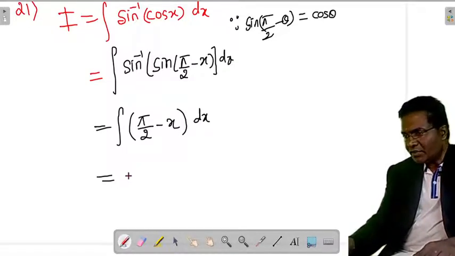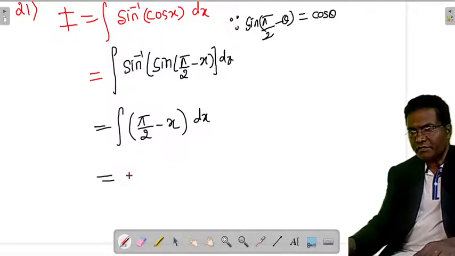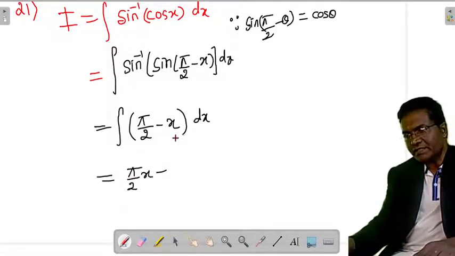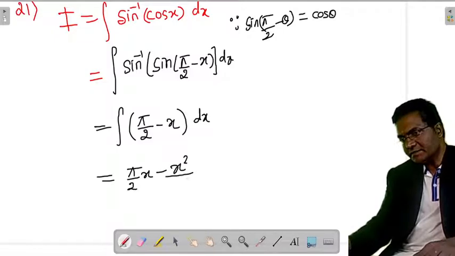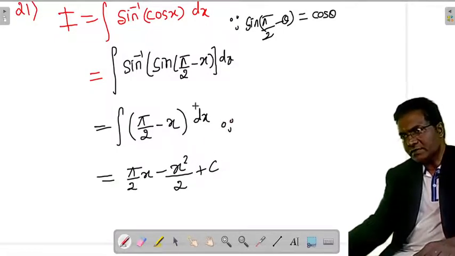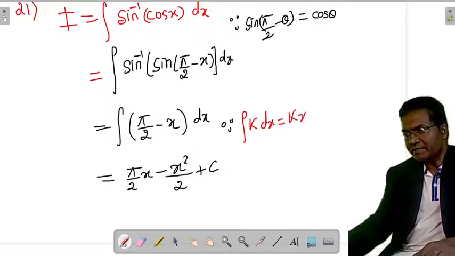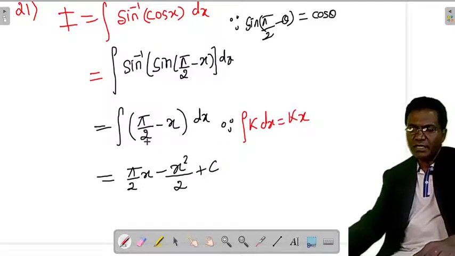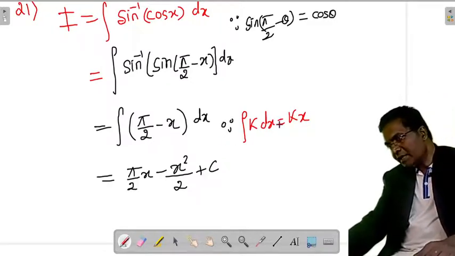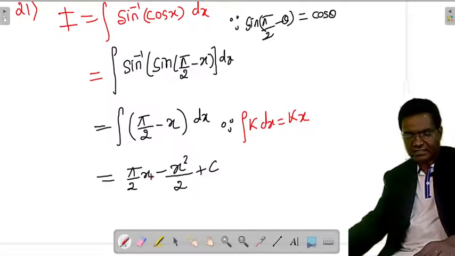Now pi by 2 is a constant, so integration of any constant is constant into x. So you can write pi by 2 x minus x square by 2 plus c. Okay, remember this: integration of k with respect to x is kx. So that is why integration of pi by 2 is pi by 2 x. Okay.